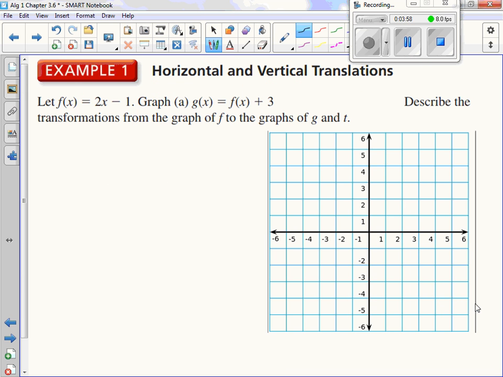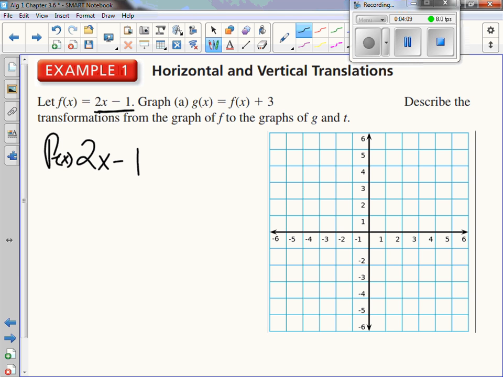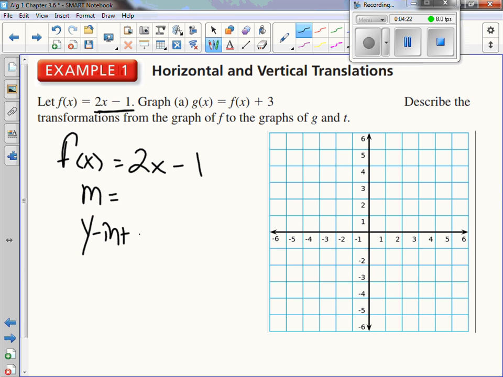Okay. So let's look at this here. Let f of x be 2x minus 1. So let's graph this first, 2x minus 1. So I'm just going to rewrite it so we have it written down. F of x equals 2x minus 1. Well, there's two key parts. There's the slope and the y-intercept. Well, the slope for this is what? What is the slope for this function?